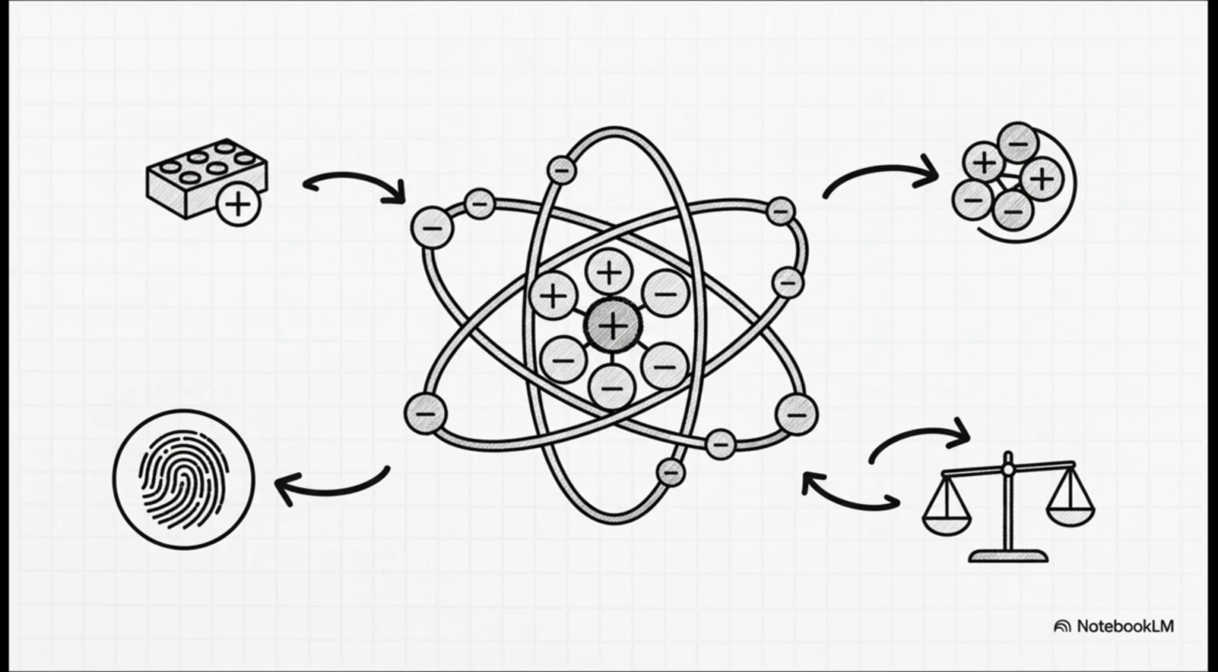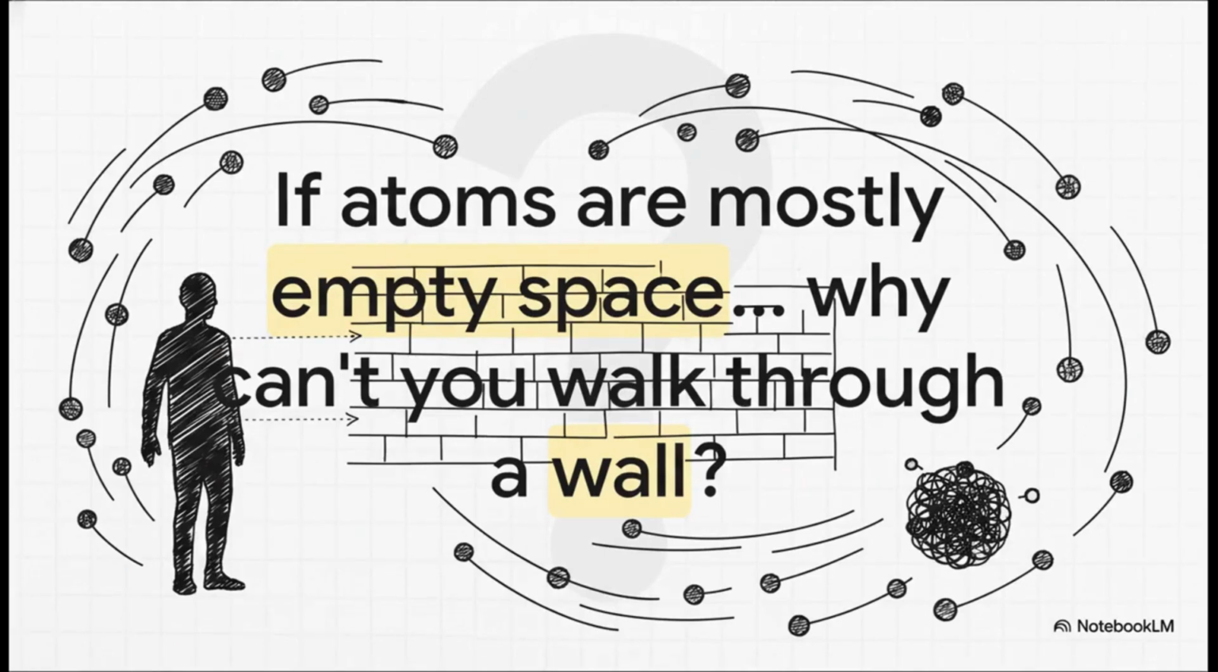The atomic number, which is just the number of protons, defines what element it is. The mass number is just protons plus neutrons. And super important, in a neutral atom, the number of protons equals the number of electrons, so the charge is perfectly balanced. And I'll leave you with a final thought to chew on.